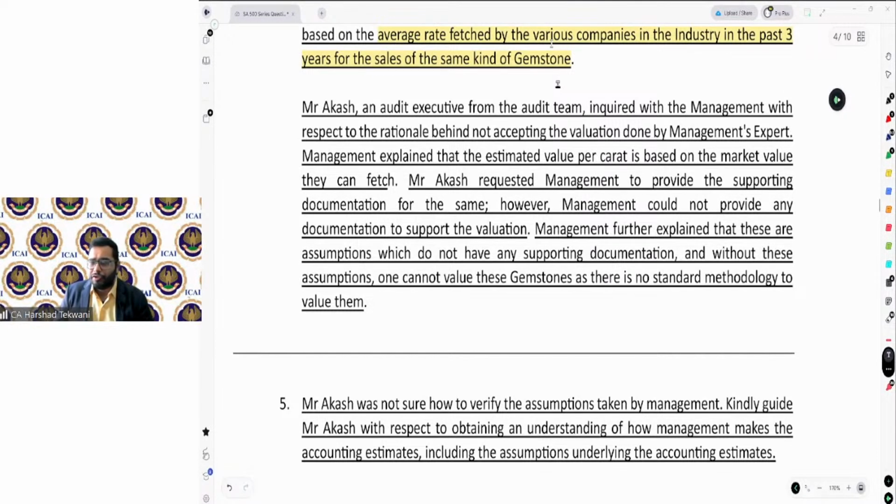How will you test the assumptions made by the management? Or are you required to test the assumptions? In the current case, management is saying that these assumptions do not have any supporting, because one cannot value these gemstones as there is no standard methodology to value them. So how do you test these assumptions? Or should you not test these assumptions?